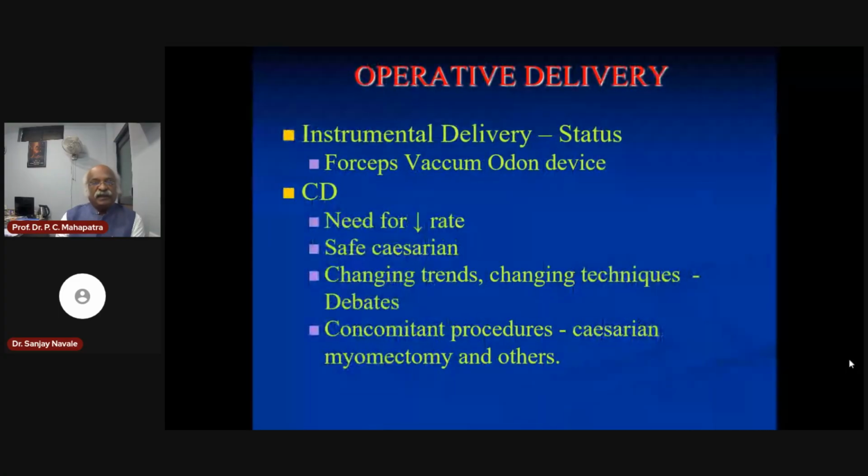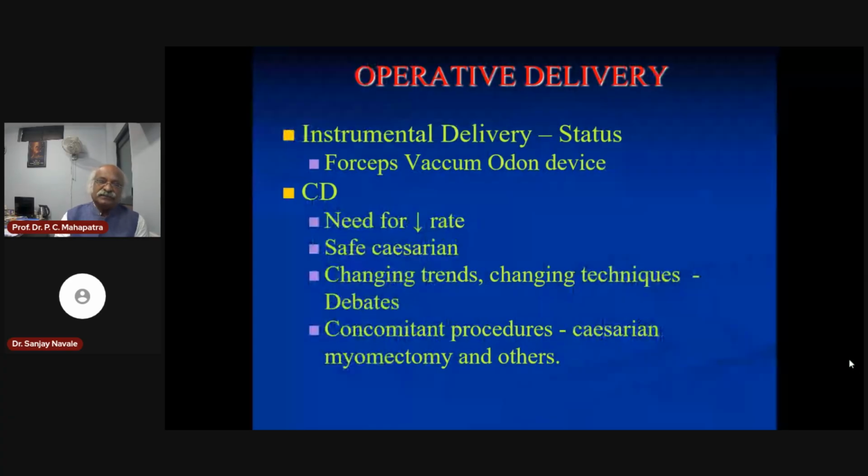Now, coming to operative delivery. The instrumental delivery, I have already told the status: low forceps, not high forceps. Gone is the era of high forceps or mid forceps. Only low forceps is acceptable. Vacuum is acceptable. And now, replacing the vacuum and forceps is the Odon device. It is still not very popular, not used routinely, but it is a procedure which will come in the future. When coming to the cesarean delivery, again I have emphasized the need for reduction of the cesarean rate.